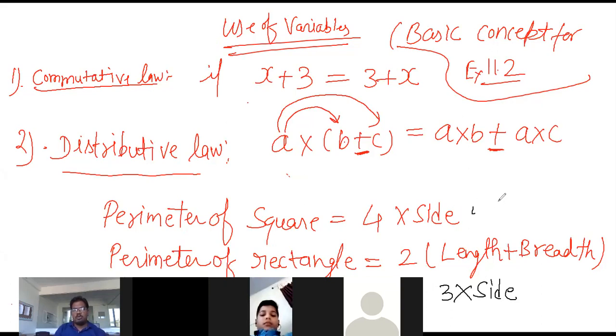Perimeter of a square, you know that, is 4 into side. Perimeter of a rectangle you also know, 2 into length plus width, there will be a sign of multiply. Perimeter of an equilateral triangle, 3 into side. Now coming to the exercise.